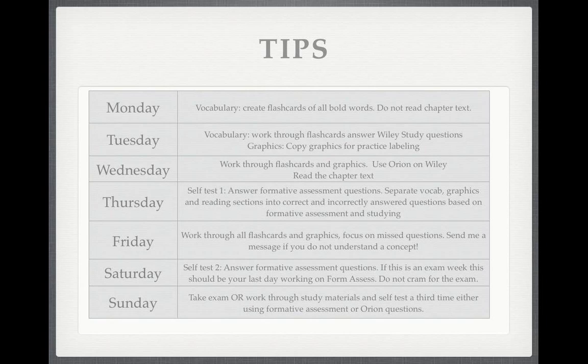Finally, on Sunday, you'll either take the exam, or if it's not an exam week, which most weeks are not exam weeks, you'll go through the study materials again. And this is when you can really nail down the final formative assessment questions, maximize those points, go through the Orion questions, and prepare for the next week.